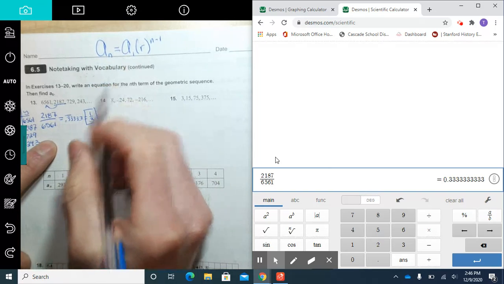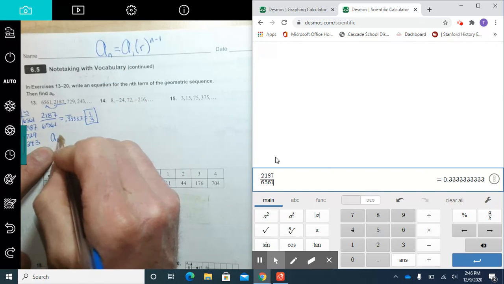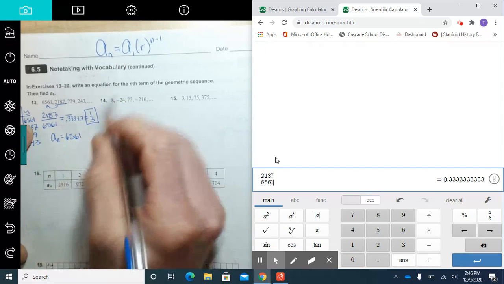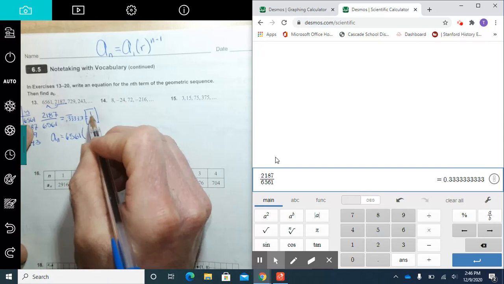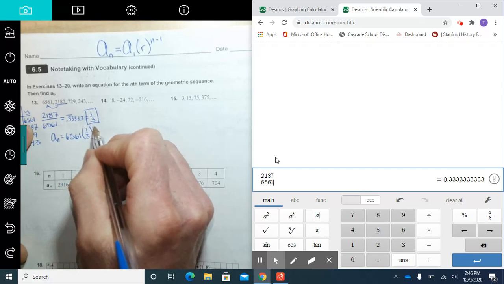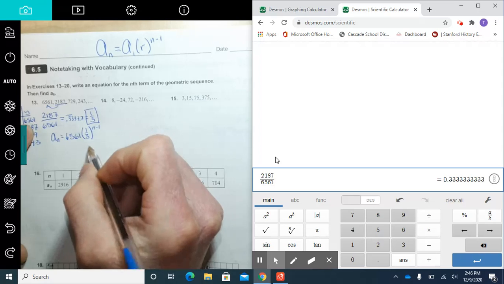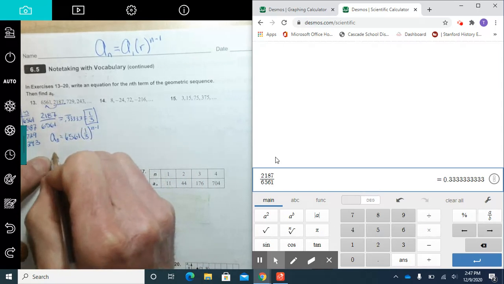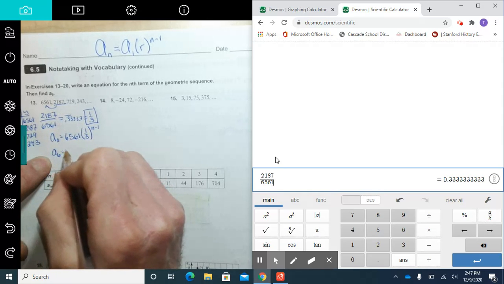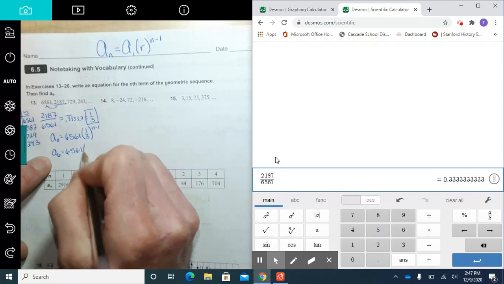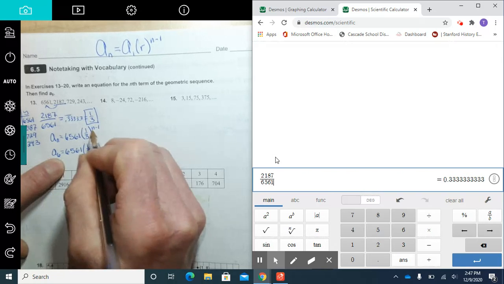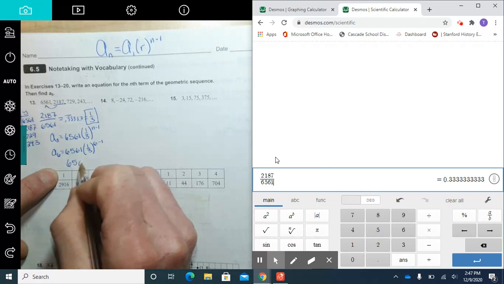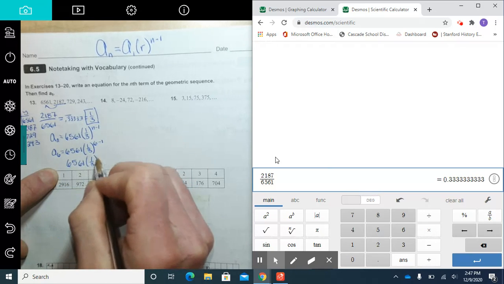So a to the n equals a1, which is 6561, times our ratio, which is 1/3, to the n minus 1. So there's our function. And now we want to find the sixth term. So a to the 6 equals 6561 times 1/3 to the n, which is 6, minus 1. So it's 6561 times 1/3 to the 5th power.